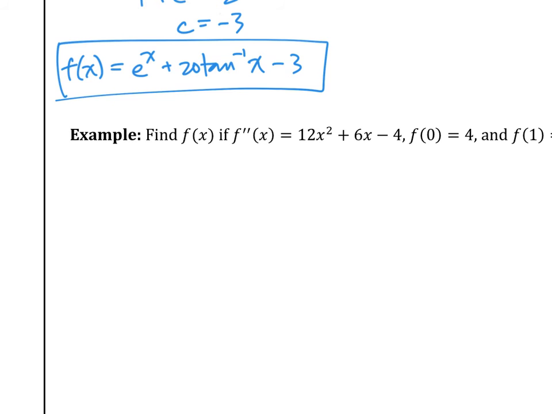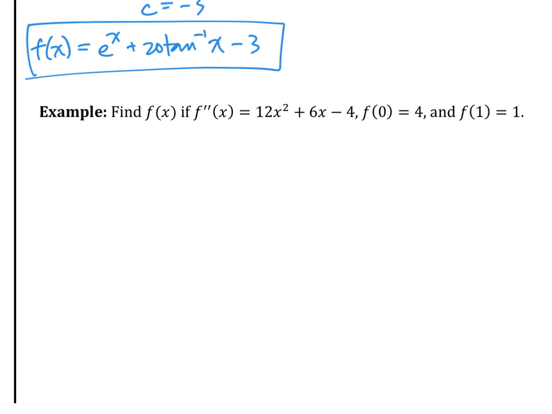All right, let's do another one. This one is pretty much the same, but this time they give you the second derivative and want you to find the original function. That means you have to integrate twice. Let's find the first derivative. We're going to take the integral of this function, and this is going to give me the first derivative.